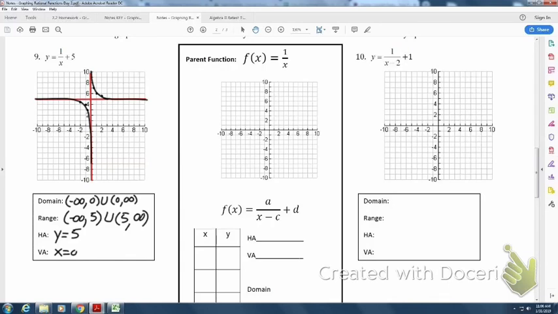I want you to attempt number 10. Hopefully you're able to find at least the vertical asymptote at 2, horizontal at 1, and you're able to write your domain and range. Okay, let's talk about those points. Those 6 points real quick.